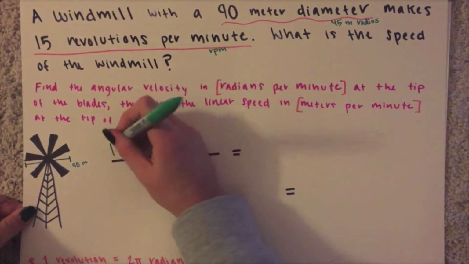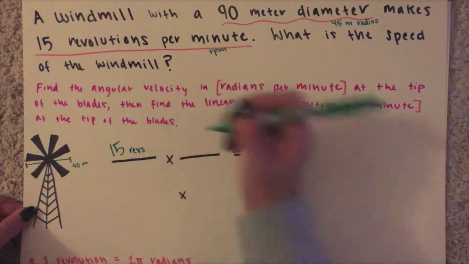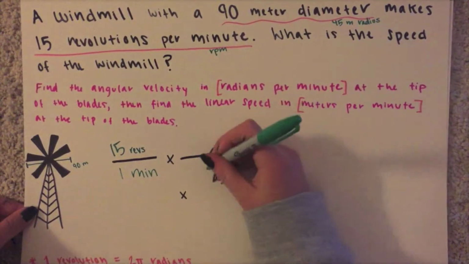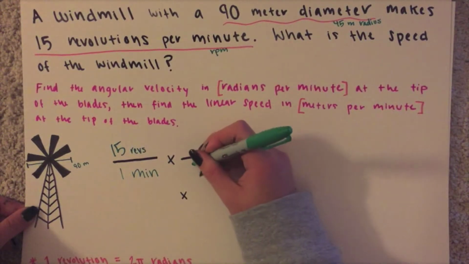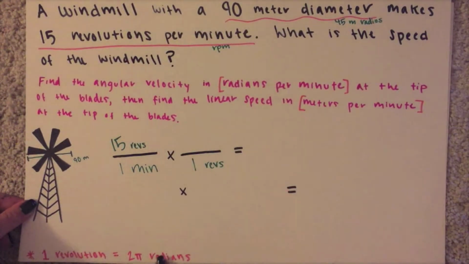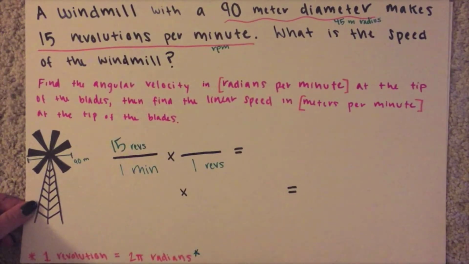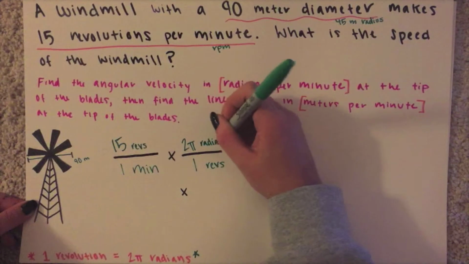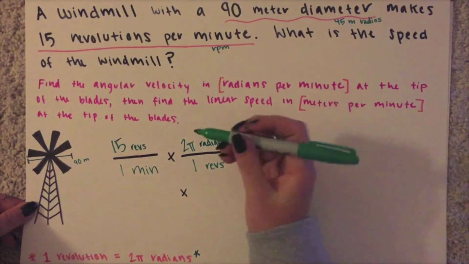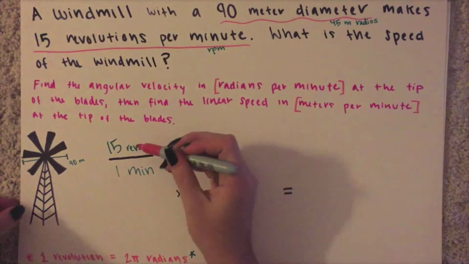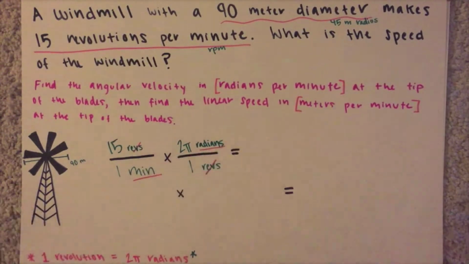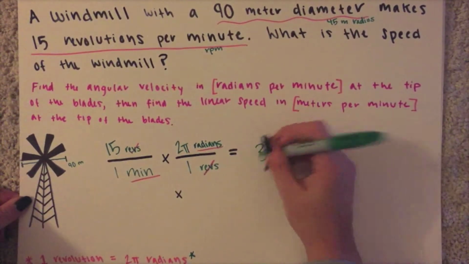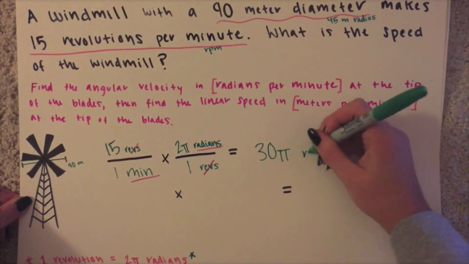So we know that it makes 15 revolutions per minute, so we are going to put 15 revolutions over 1 minute, and then we need to put 2 pi radians over 1 revolution to make it equal, since 1 revolution equals 2 pi radians. As you can see, revolutions cancels out here and it leaves you with radians per minute, which is the units we want. So 15 times 2 pi is just 30 pi radians per minute.